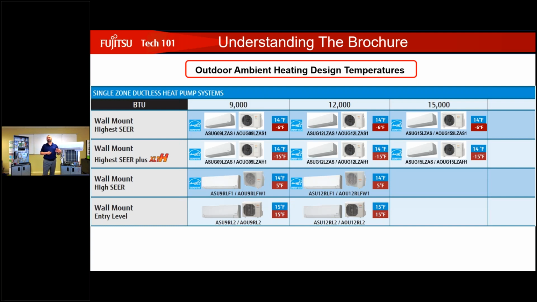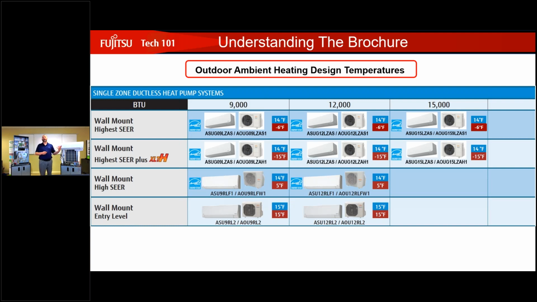The only thing is, as we get below 15 degrees, we start to lose some of the capacity of the unit. All right. Then moving up, we have our high SEER units, the RLF1 series. That's the 9 and the 12. Those are going to be both multi-zone and single zone capable, with heating down to 5 degrees. And once again, same thing, after 5 degrees, it gets rated down on the capacity.